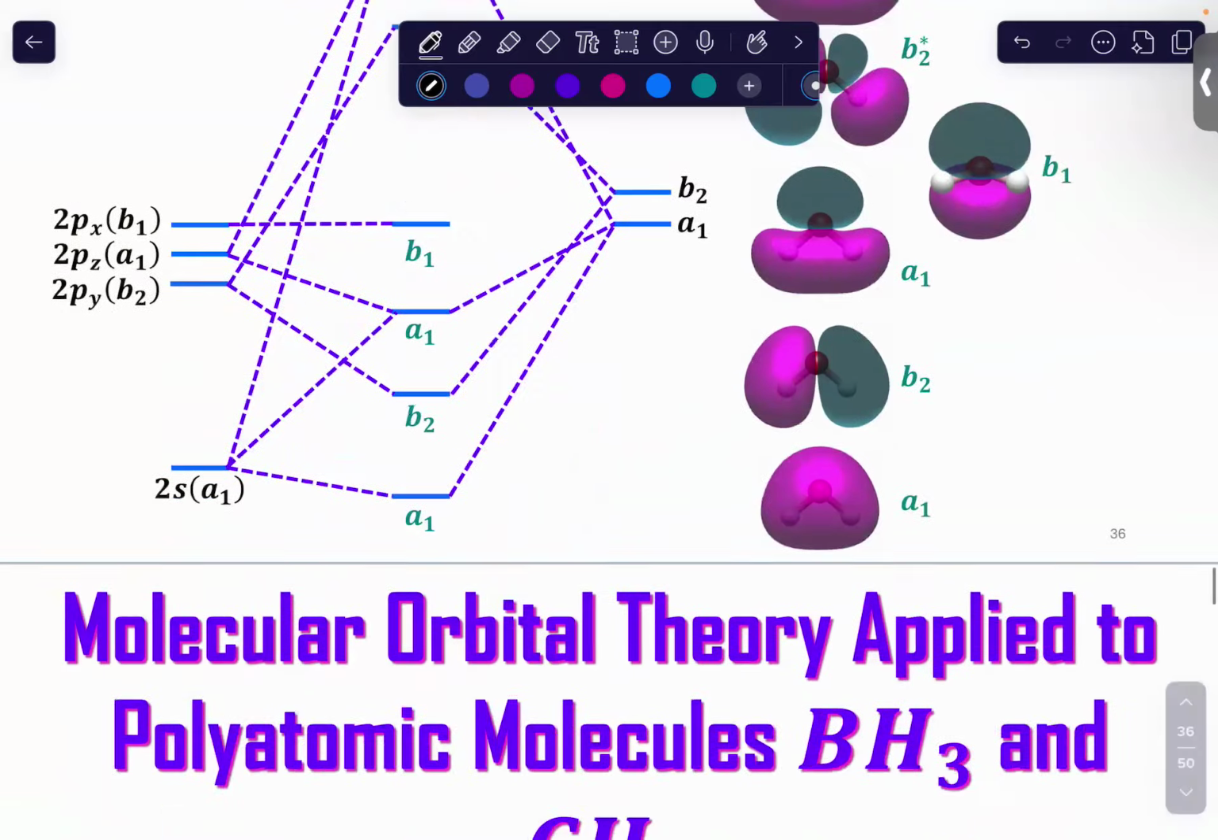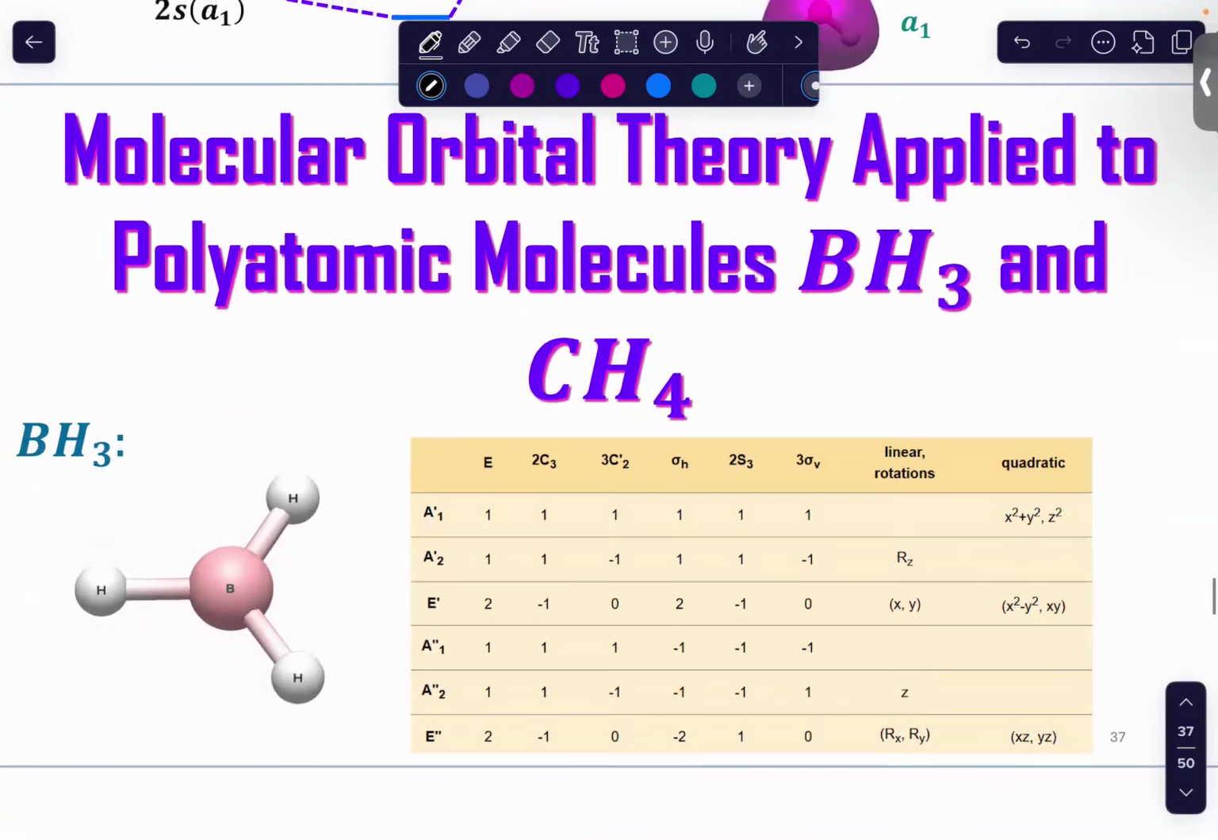All righty. So looking at BH3 and CH4. Let's see. BH3. So sometimes go back through and verify this for yourself. This is D3h. So this is a D3h character table, and we see our symmetries A1 prime, A2 prime, E prime. We have double primes of all those.